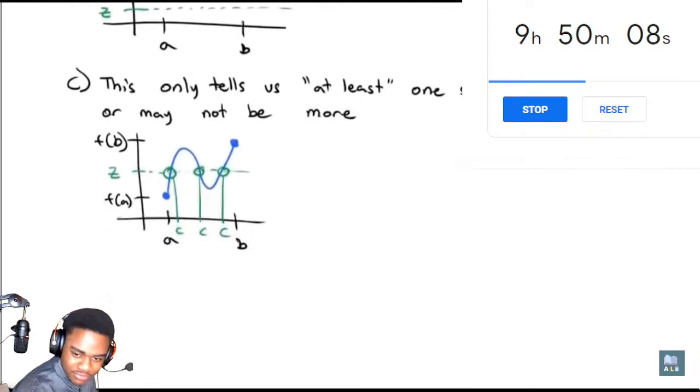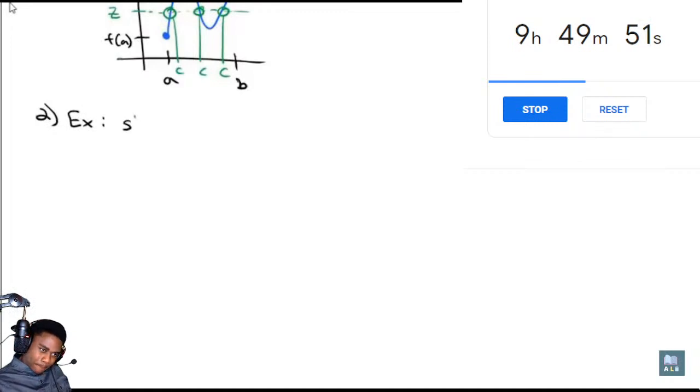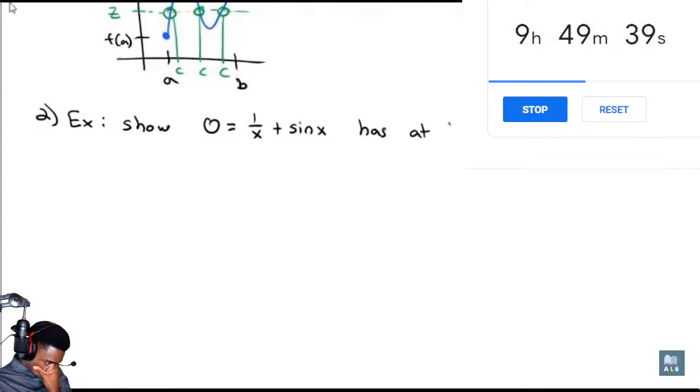How do we use this? We use this to show that we do have solutions to functions, even if we can't solve them. We can show that 0 equals 1 over x plus sine x has at least one solution.